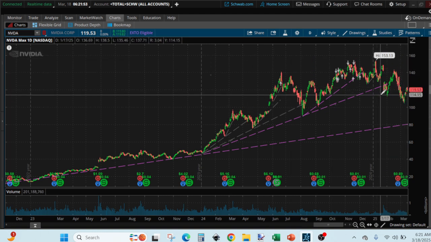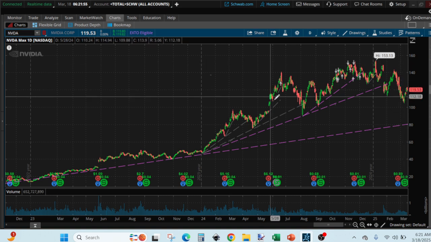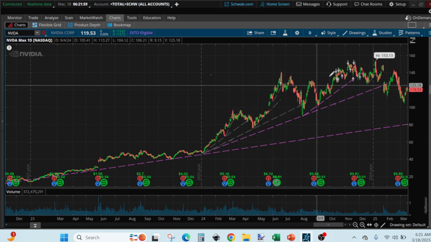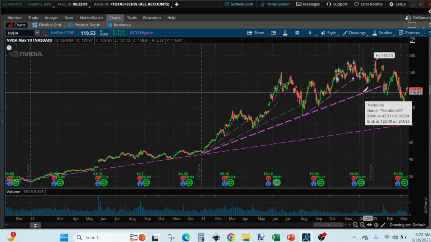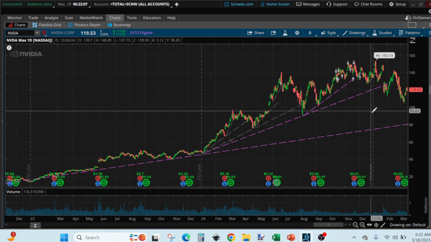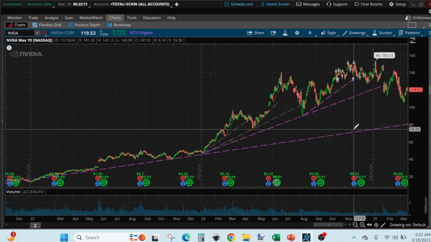But it's good to compare what is going on to what happened in the past on the chart, to see if there is a pattern that is getting repeated that can influence your decision. And every single chart is different from one stock to the other.